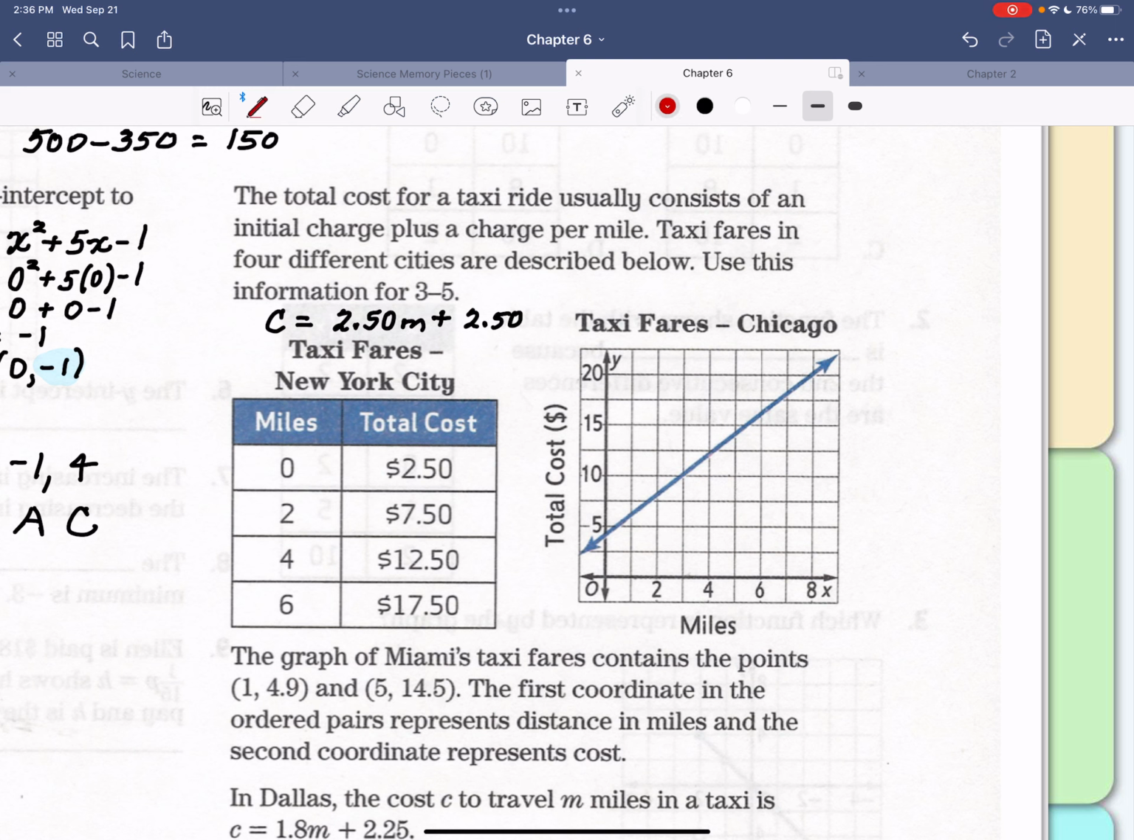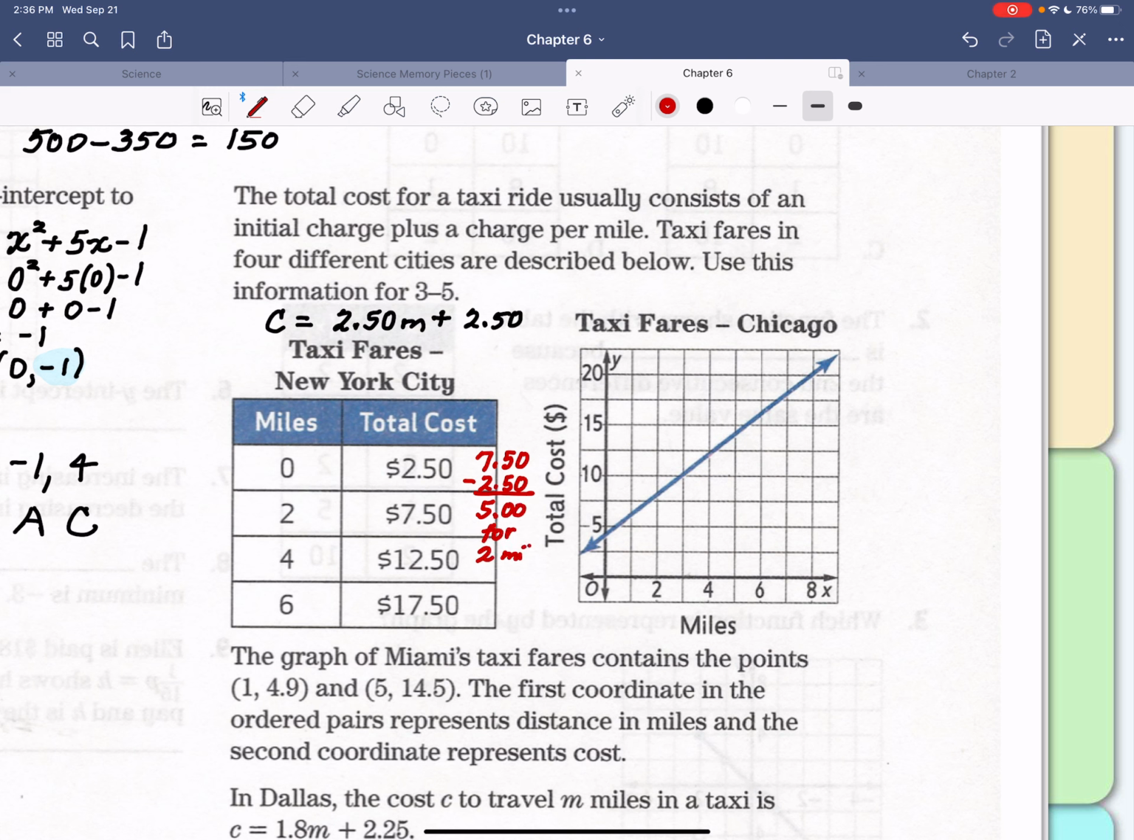Now let me go through that again. I know that it's $7.50 for 2 miles, but the $7.50 includes that $2.50. So let's take that out first. Let's say $7.50 minus $2.50 is a difference of $5 for 2 miles.